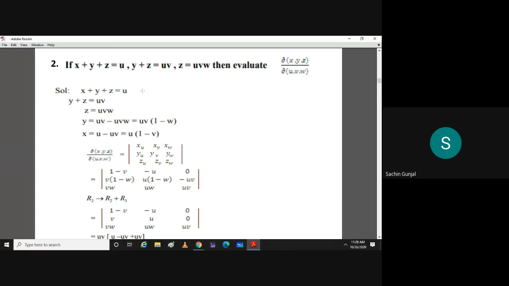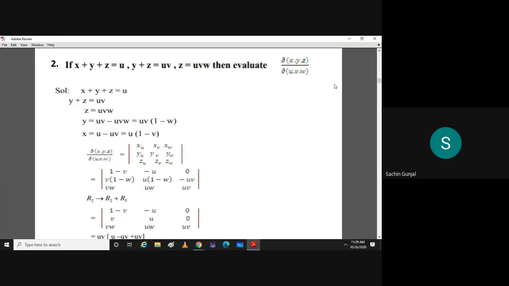So again, what is given in example 2? x plus y plus z is equal to u, y plus z is equal to uv, and z is equal to uvw. The question is to evaluate the Jacobian of x, y, z with respect to u, v, w. You can calculate this by writing x, y and z explicitly as functions of u, v, w.